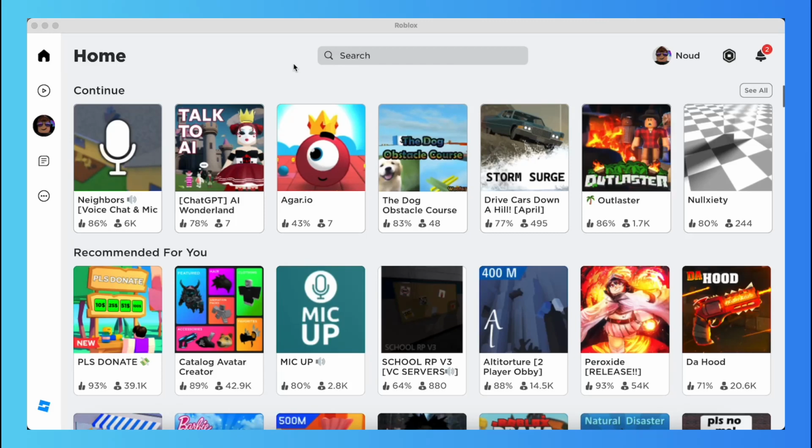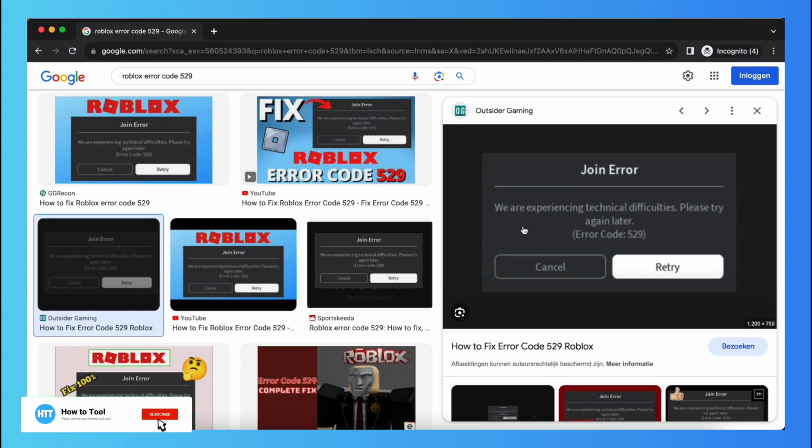Hey guys, in this video I will show you how to fix the error code 529 within Roblox. So basically this is not how the error code looks. It's quite annoying because sometimes you're playing Roblox and you get the error code: We are experiencing technical difficulties. Please try again later. Error code 529. And usually when you tap on retry, the same error code pops up.